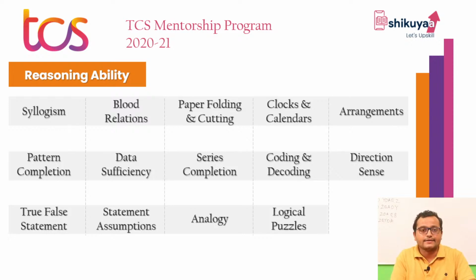Coming to clocks, there are 3 or 4 types of questions. First, find the angle between the 2 hands of the clock. Second, what is the time when the 2 hands of the clock coincide, meaning one over the other. Third, find the time when the 2 hands of the clock are in opposite directions, meaning a 180-degree angle. And last, find the time when the 2 hands of the clock are at a 45-degree or 90-degree angle. So that is about clocks. We'll see concepts and problems based on these types in the upcoming sessions.